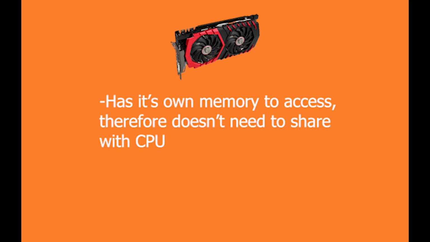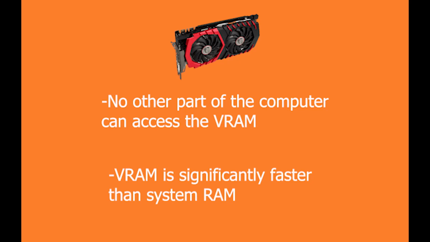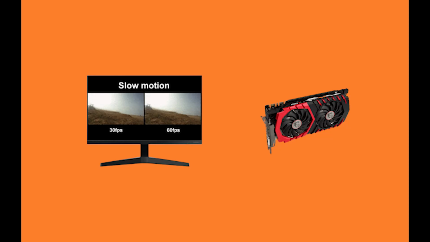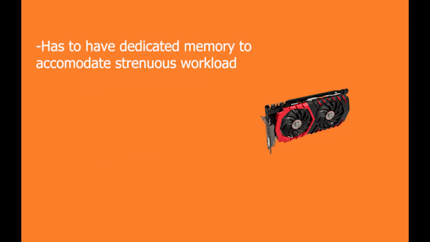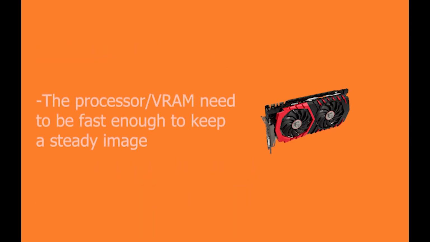Where a graphics processing unit has a massive leg up on integrated graphics is the fact that the GPU has its own dedicated memory, known as VRAM, that no other part of the computer can use. This memory is very quick and for good reason. The GPU has to output anywhere from a mere 30 pictures, better known as frames, per second, to upwards of 240 on high-end computers. To manage this, the GPU needs the memory to have the capacity to hold pixel data, completed frames, proper colors, and where its location on screen is supposed to be, while also needing high speeds for the processor chip to give and take data from the VRAM fast enough to keep up a steady, smooth image.